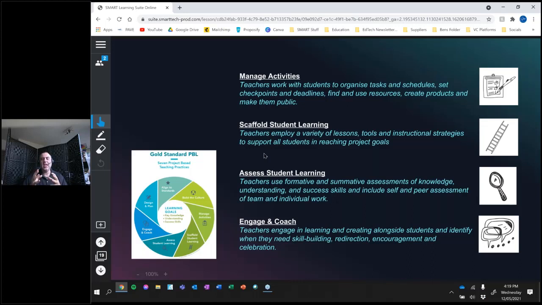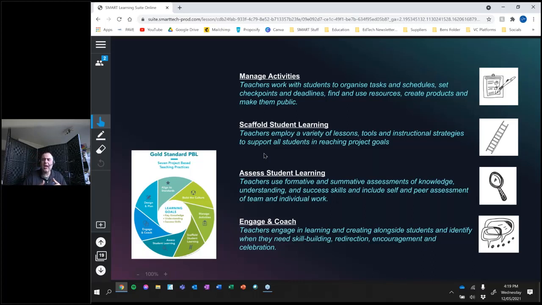Engage and coach. So teachers engaging in learning and creating, you do it alongside the students. So you do it with them. So get involved in their projects, and then students can identify you as being a part of the project, and they can help to lead you. It also can help you when you're inferring and teaching them how to do that. But it also helps you identify when students need particular skill building, when they need redirection and encouragement, and the other thing that a lot of the time we forget is when we need celebration.